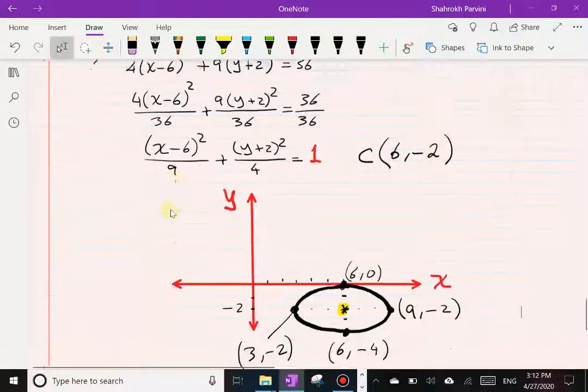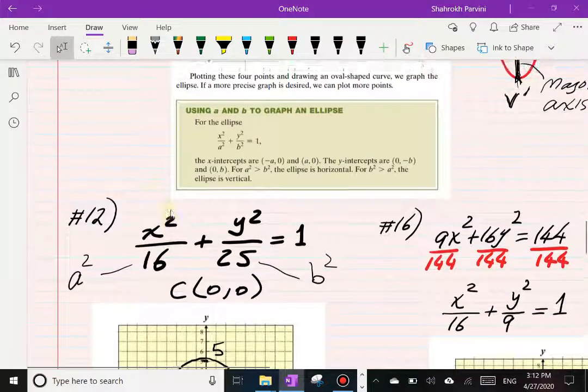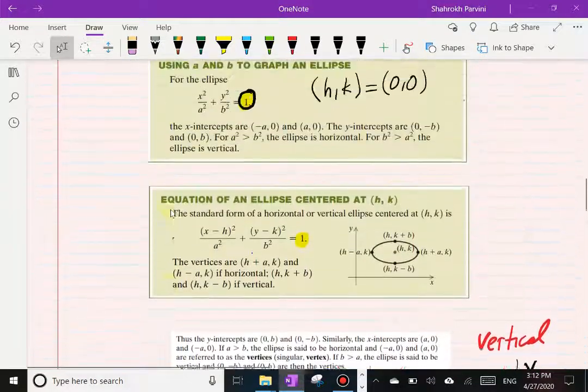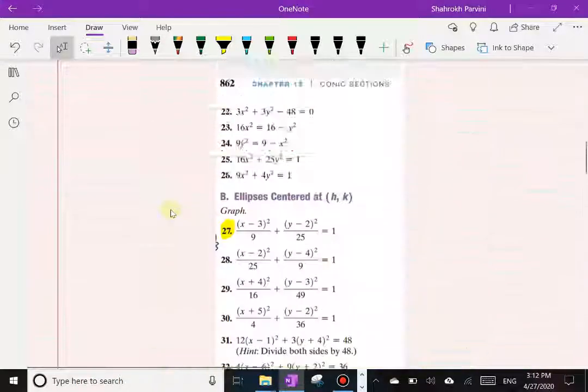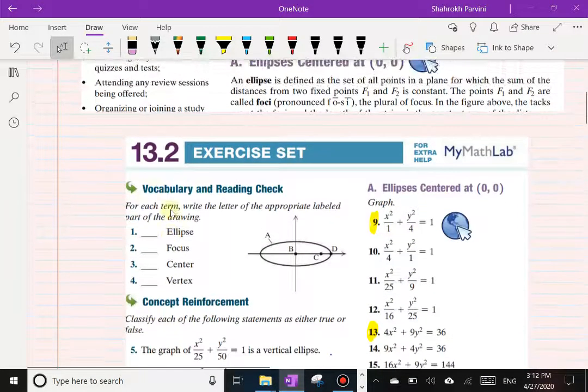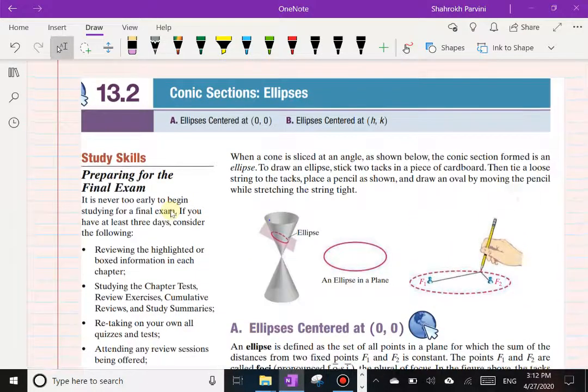So again, to recap, in this section, we learned about the equation of the ellipse, both centered at 0, 0, and centered off the origin at h, k. And hopefully you followed the work that we did. If not, please go back and review this video, and hopefully it will help you get it the second time.